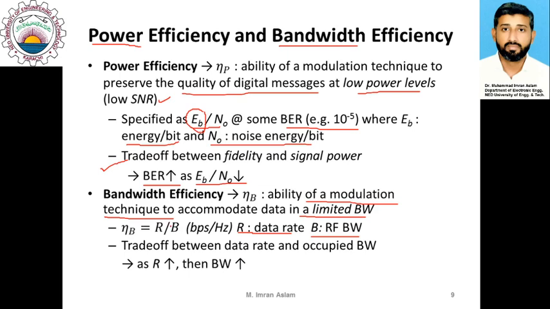Again, these two are contradictory requirements. We need to have a trade-off between data rate and occupied bandwidth. As we try to increase the data rate, we generally require a larger bandwidth. So while designing a system, we need to have a trade-off between data rate as well as the bandwidth.